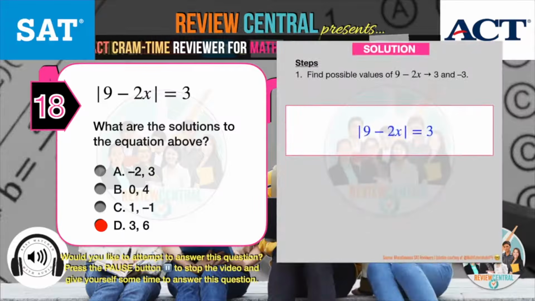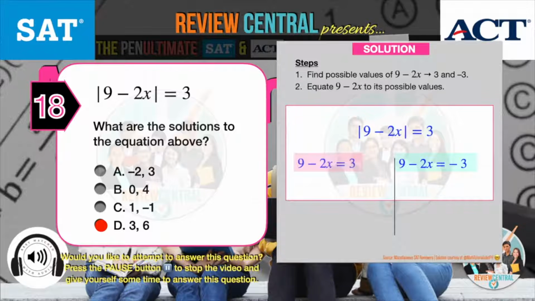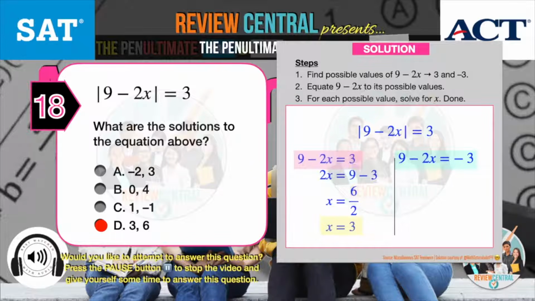Therefore, in our given equation, the expression inside the absolute value symbol can either be 3, that is positive 3, or negative 3, to satisfy the equation. So to find the solutions to the equation, we equate 9 minus 2x to both 3 and minus 3. Let's start with 9 minus 2x equals 3. Solving for x, we should quickly arrive at x equals 3. This is the first solution. This effectively eliminates answer choices B and C, since they do not include a 3.